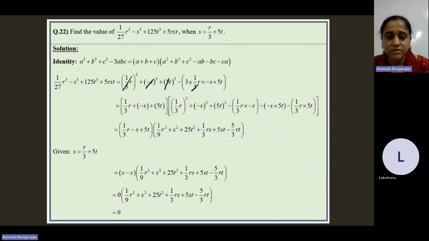Now simplify this. 3 and 3 get cancelled. Minus into minus is plus 5RST. Okay, 5RST.